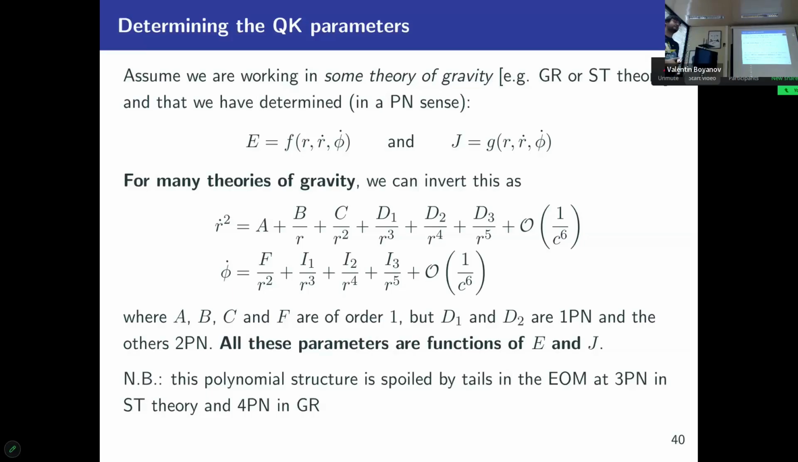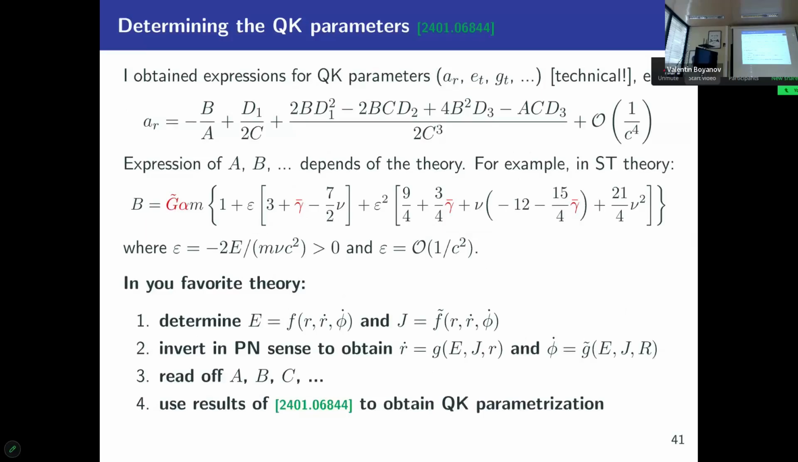And actually, this structure you'll find in GR, in scalar-tensor theory, and I'd like to argue you'd find it in many other theories, which will have different expressions for these coefficients in terms of energy and angular momentum, but nonetheless the structure will always be like this. And so I've tried to keep this A, B, C, etc. as generic as possible, because then you can plug in the results for any other theory you're interested in.